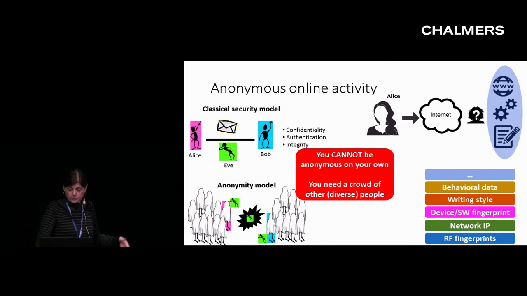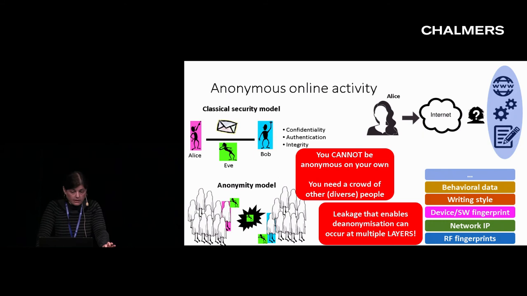So the message here is that the leakage that enables de-anonymization or re-identification can occur at multiple layers. When you have a solution for anonymity, you're typically addressing one of these layers. You have to be very clear about what your assumptions are about other layers. And you have to be very careful that you're not leaking information at other layers in ways that make it very easy for an adversary to break your anonymity properties.